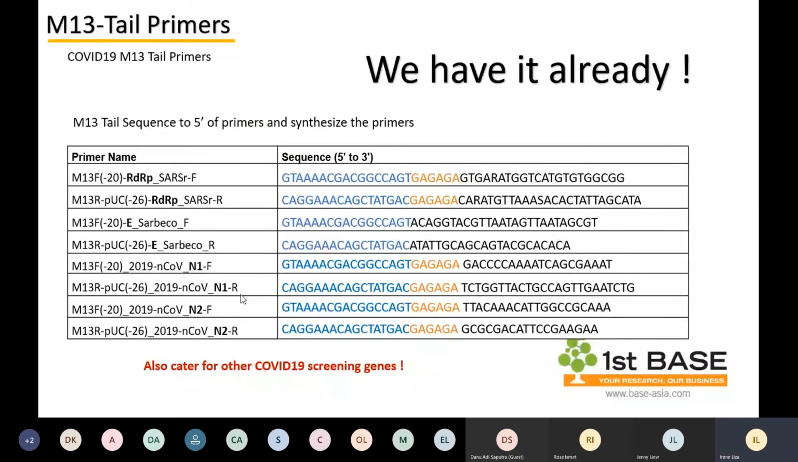So if you are going to send us the sample, it will directly move into the PCR. So we don't have to do the PCR optimization that takes 2 weeks. It will directly move into PCR purification, and you will get your results in 5 days' time.